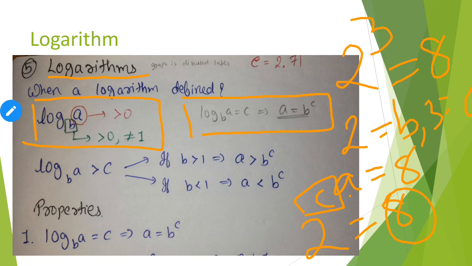While solving any example, first you need to check that a is greater than 0. Second, you need to check that b is greater than 0 and not equal to 1. Only then should you solve further.